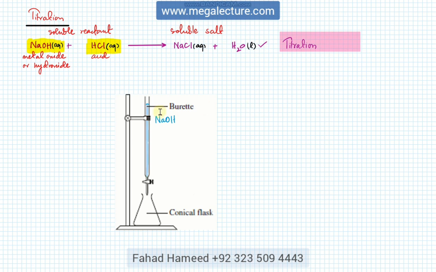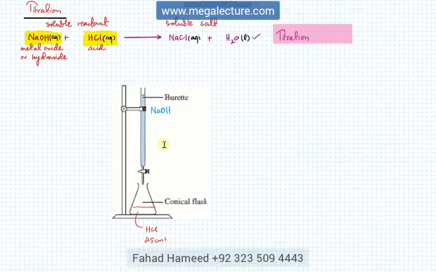So the burette has been filled with NaOH and I'm going to take some HCl. Normally it's 25 cm cube that's taken. And I'm going to fill my flask with hydrochloric acid, HCl. The standard practice is that you add 25 centimeter cube of HCl. Now remember, I want to produce NaCl, so the two need to react.